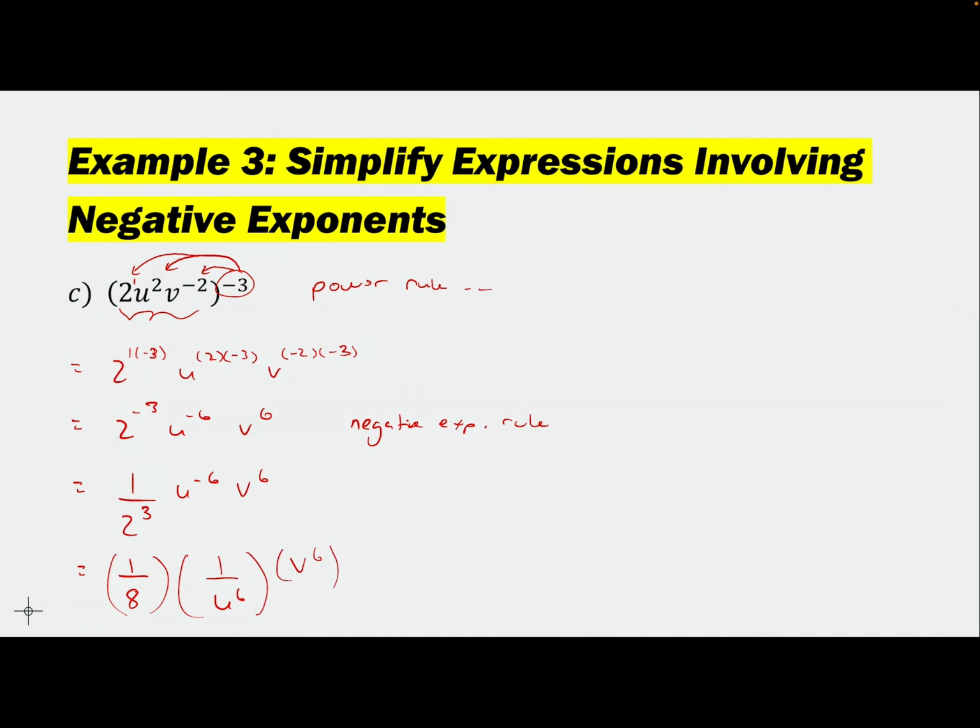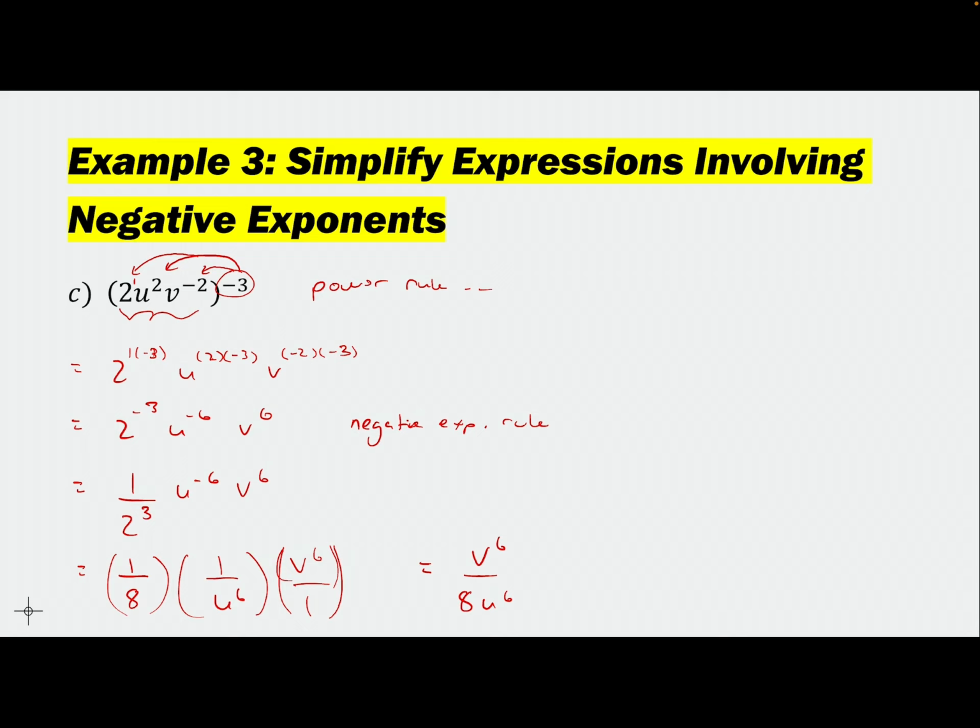Okay. If you want, you can think of this v to the 6 over 1 to kind of help you out. And then in my last line, I just multiply everything. So 1 times 1 times v to the 6, so that'll be v to the 6. And then on the bottom, 8 times u to the 6 is just 8u to the 6. So that's it. That's fully simplified there.